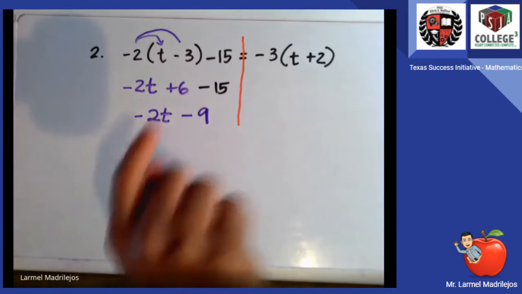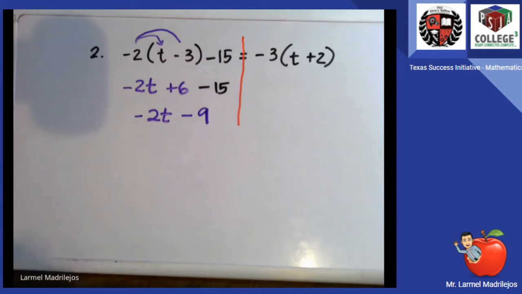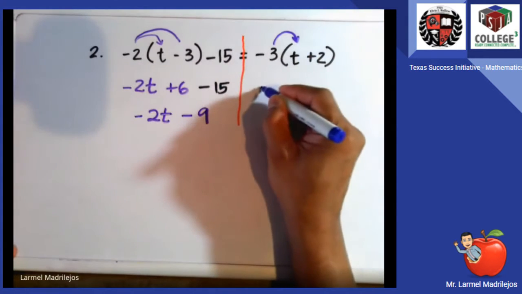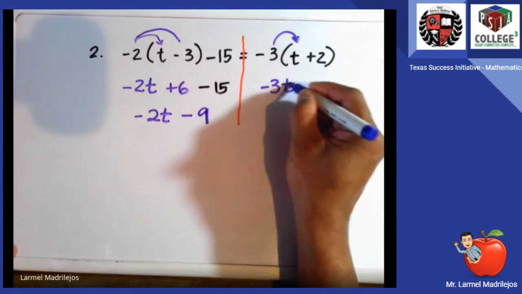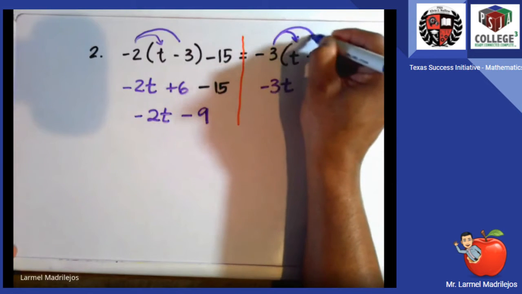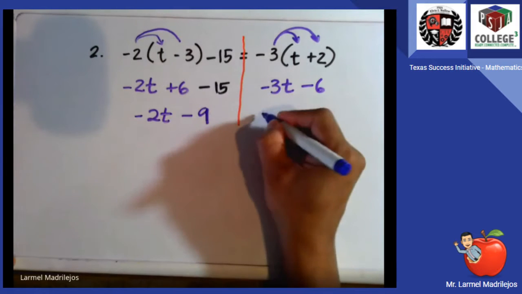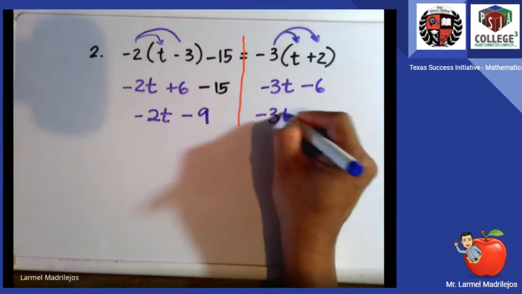I need to figure out the right side of the equation. I distribute this number here, so this is going to be negative 3t. I distribute this on the 2, this is going to be negative 6. So I'm just going to write here negative 3t minus 6.